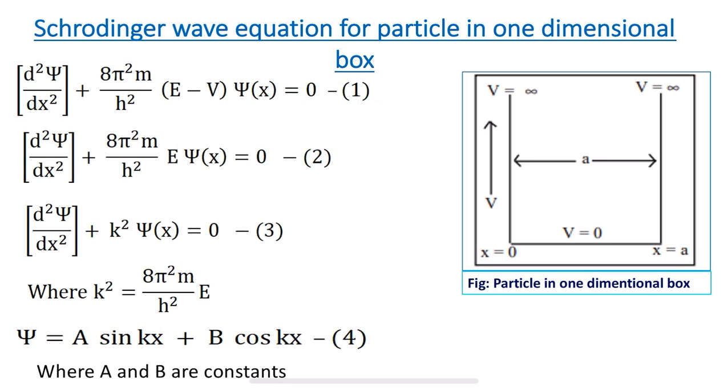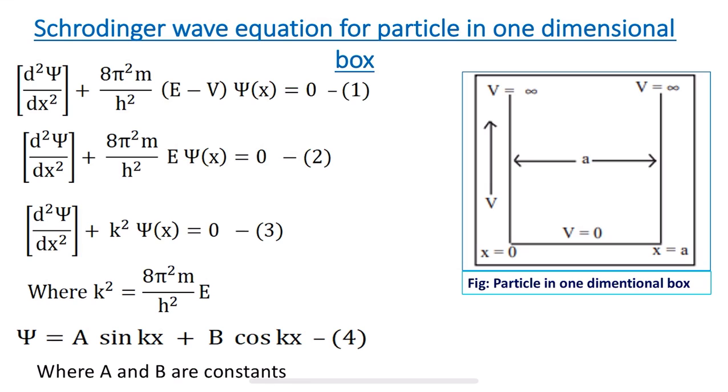For the particle within the box, as I said, the potential energy V is equal to 0. Therefore, the Schrodinger equation takes the form d square psi divided by dx square plus 8 pi square m divided by h square into E psi(x) equals 0, because V is 0 and that whole term is removed. This is when the particle is within the box with potential energy 0, and this equation is called equation number 2.